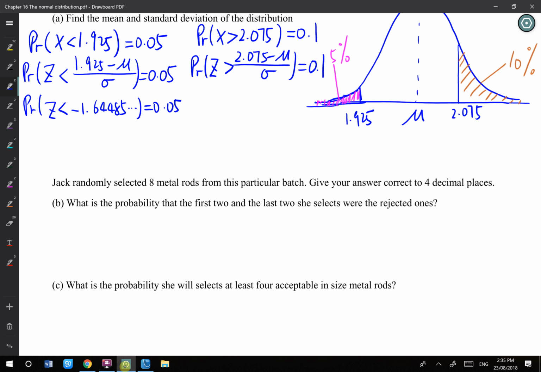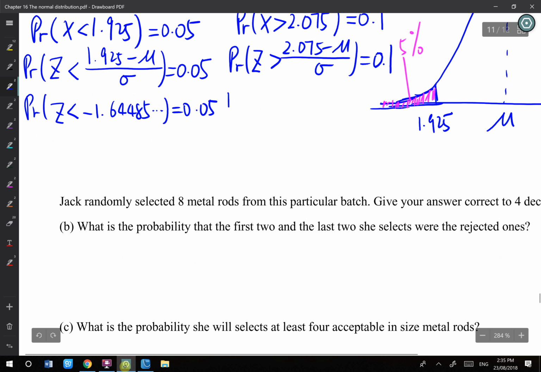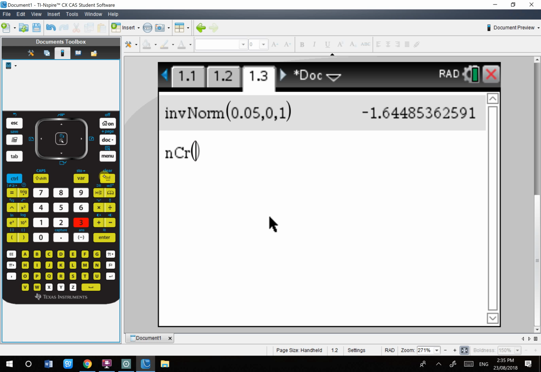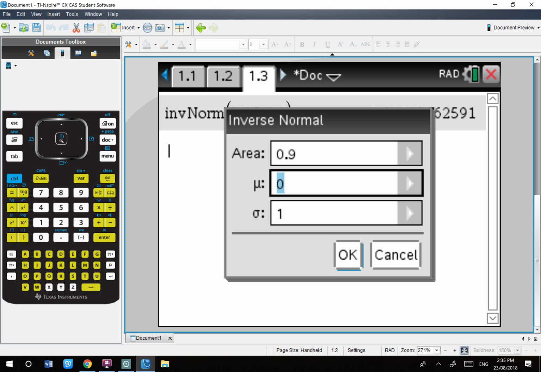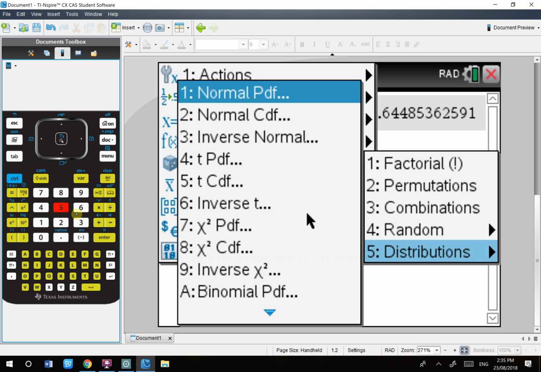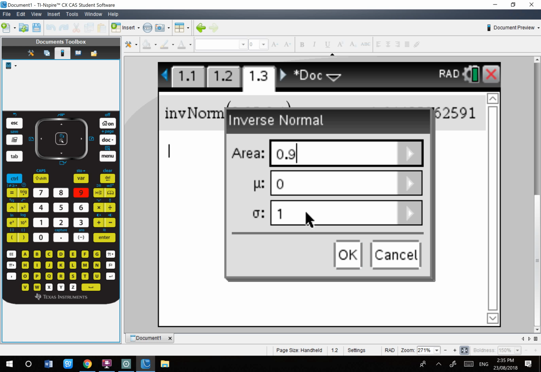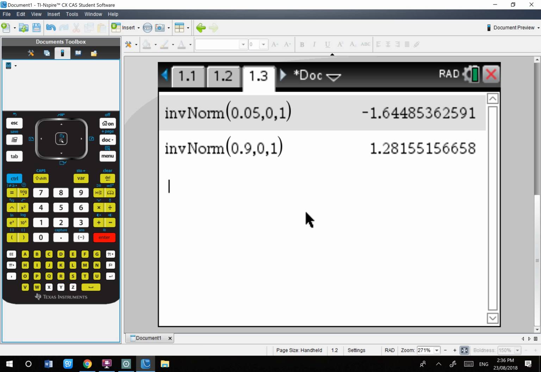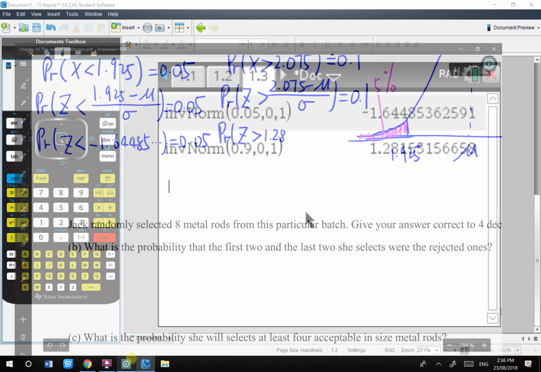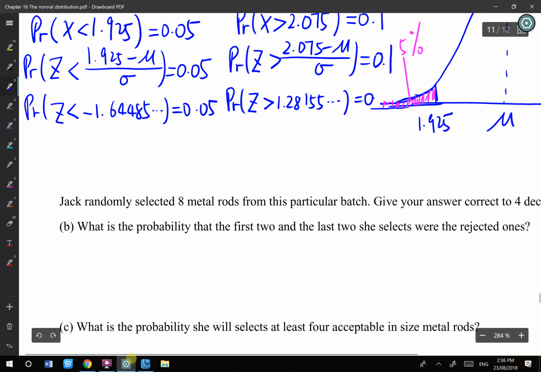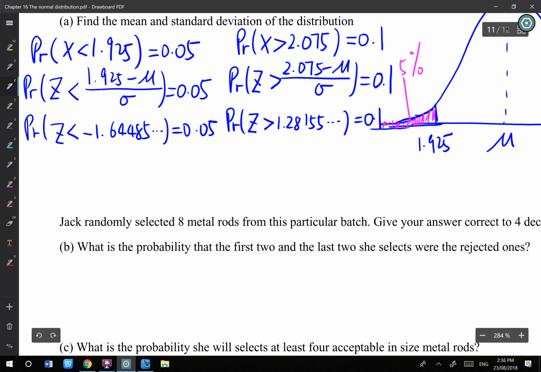And you also see z greater than what gives you 0.1, 10%. Well, instead of saying greater than what, I will go for less than what. So less than that value should give you 0.9 with mu 0 and standard deviation 1. Remember, the area we put in is not the area on the right hand side, it's the area on the left hand side. So what I should put is 0.9 instead of 0.1. And then we press enter. I have 1.28155. Okay, z greater than that is 0.1.